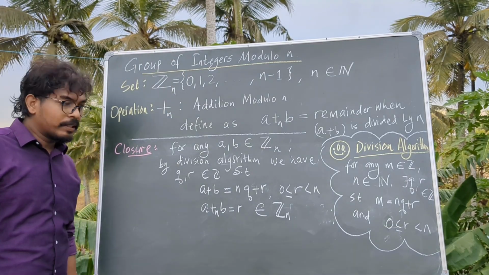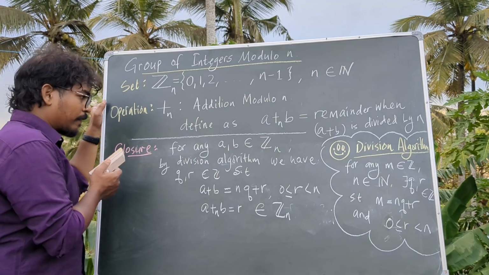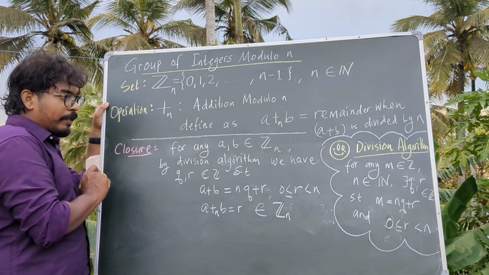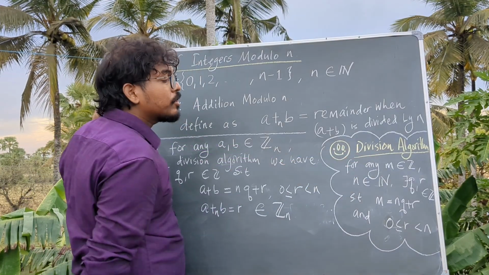Pause the video to note. Now I will erase. Let me erase the closure part. See, we have used this happy little algorithm, division algorithm.